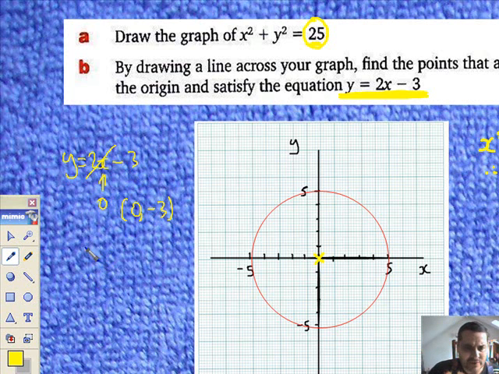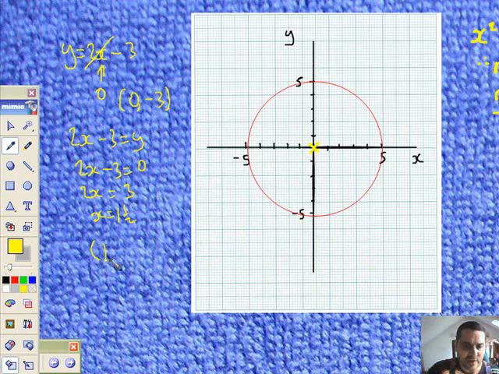Let's take another value, shall we? Usually make y 0. So I've got 2x minus 3 equals y. So 2x minus 3 is going to be 0. So 2x is going to be 3. So x is going to be 1.5. So I've created the point 1.5 for the x and 0 for the y.